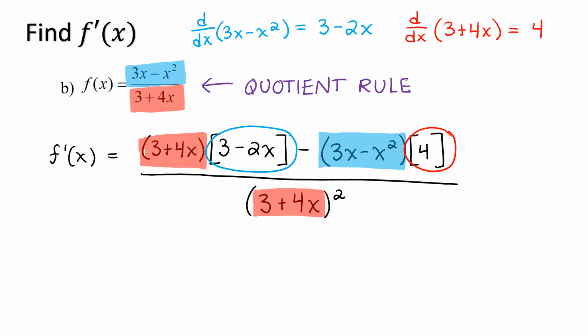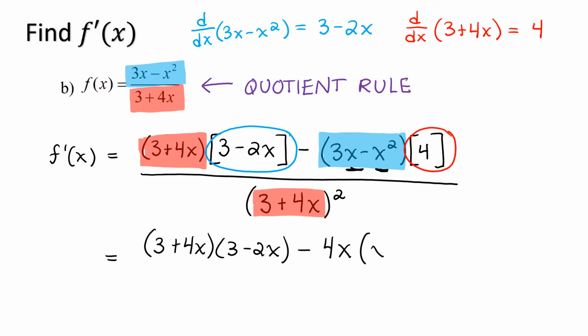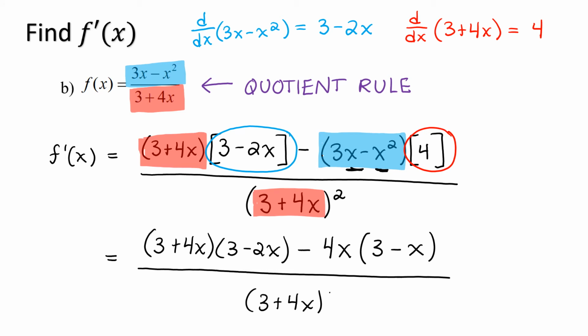And then we just want to check for any sort of simplification that can be done, so any sort of factoring. So if we look at that first term, there isn't anything to factor there. We just have our 3 plus 4x times 3 minus 2x minus, well, we have an x in common here, so we can factor out an x. And let's bring that 4 to the front, just so it looks a little nicer. So we have 4x times 3 minus x all over 3 plus 4x squared.